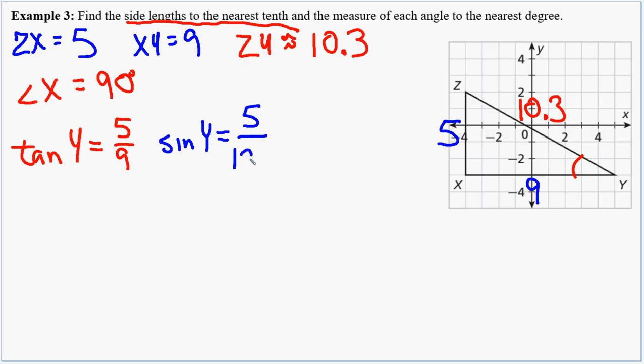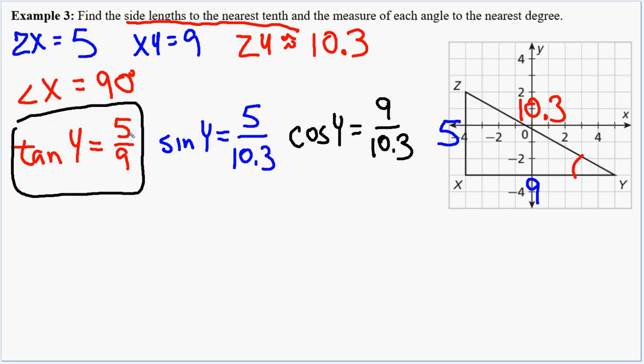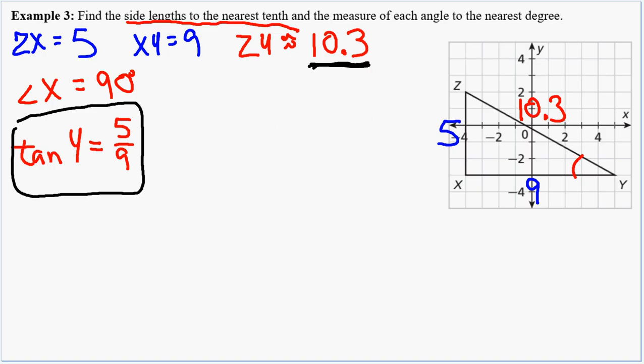Sine is opposite over hypotenuse. And if you felt like it, you could have used cos. The cos of angle Y is equal to adjacent over hypotenuse. I personally would do the tangent because the 5 and the 9 have not been rounded off. We did round off this 10.3 for our hypotenuse. So if we do that, there'll be a little bit of rounding error in there, but I'm sure it would be all good. So if you do any of these, you're going to find angle Y is about 29 degrees.